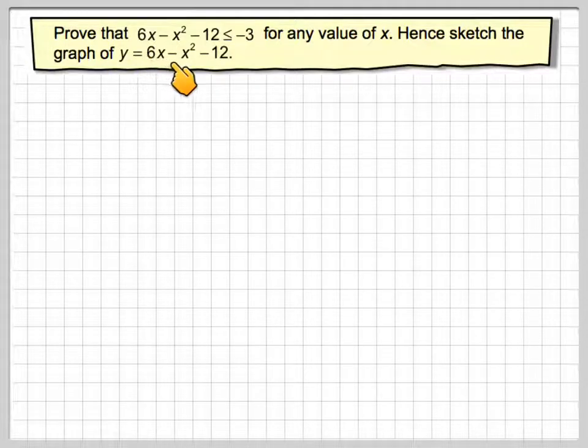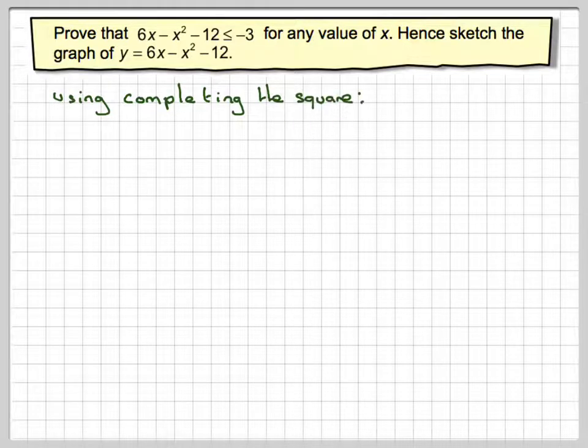Prove that 6x minus x squared minus 12 is less than or equal to minus 3 for any value of x. Hence, sketch the graph of y is equal to 6x minus x squared minus 12. So completing the square, you've got 6x minus x squared minus 12.